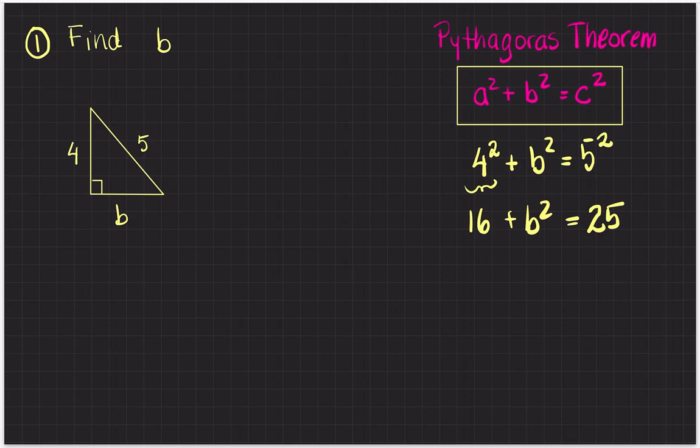So since it's a positive 16, I'm going to subtract 16 on both sides. That cancels the 16, and all I have left on the left side is B squared is equal to 25 minus 16, which is 9.